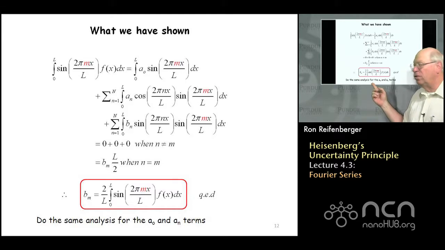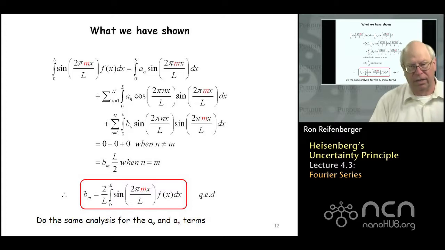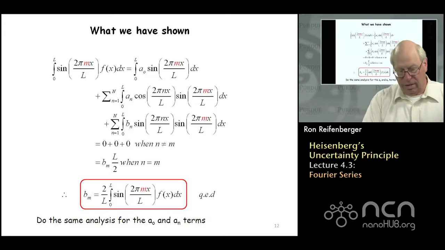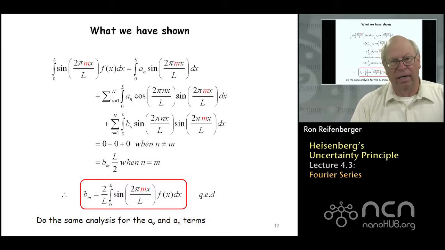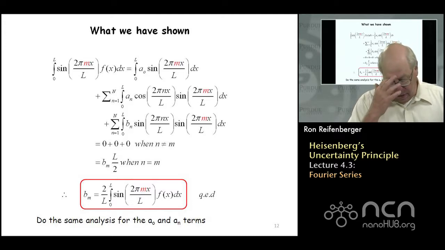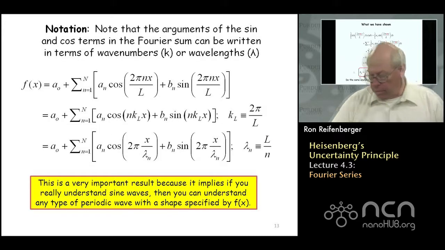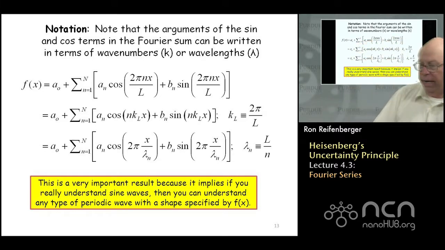You can do the same analysis for the coefficients A0 and a sub n. I'm not going to work through that. The arithmetic is very similar to what's shown on these previous two or three slides. And hopefully you've all worked through that at least once in your career here at Purdue. The bottom line is that these coefficients A0, a sub n, and b sub n can be determined.